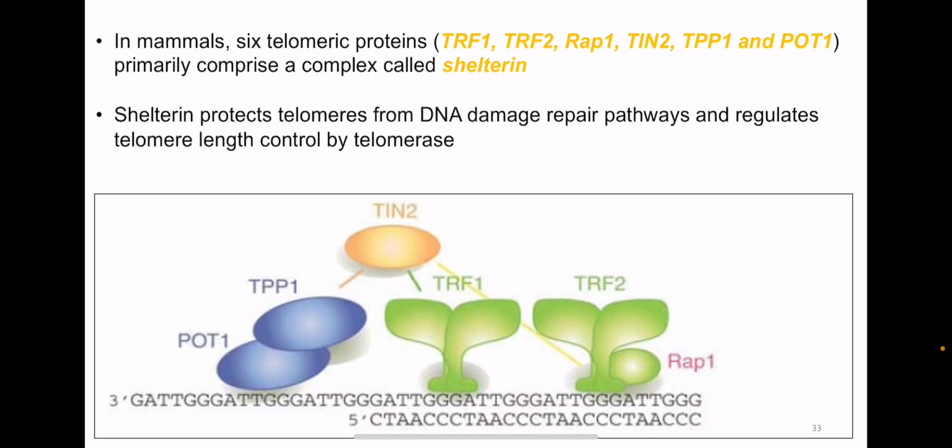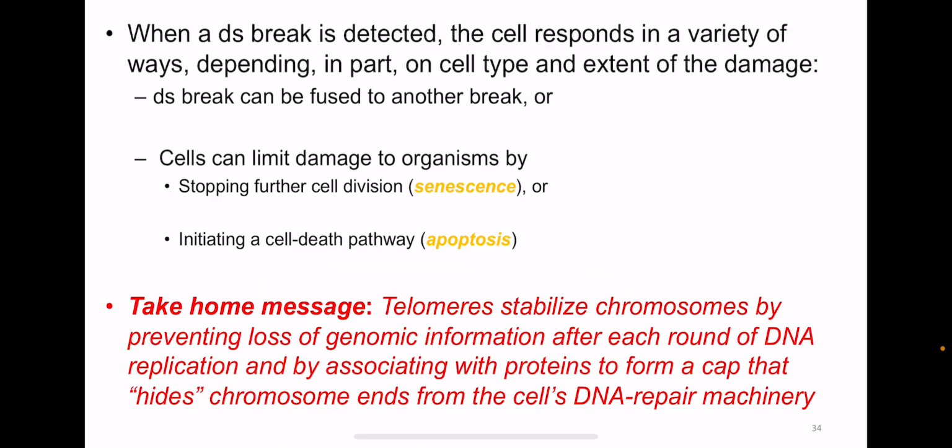protective cap. With other proteins, they are called the shelterin: TRF1, TRF2, RAP1, TIN2, TPP1, and POT1. I think there are six of them. Together they form a protein complex called shelterin. The shelterin protect the telomeres from DNA damage. So these are like caps, you can call them helmets for the chromosome.